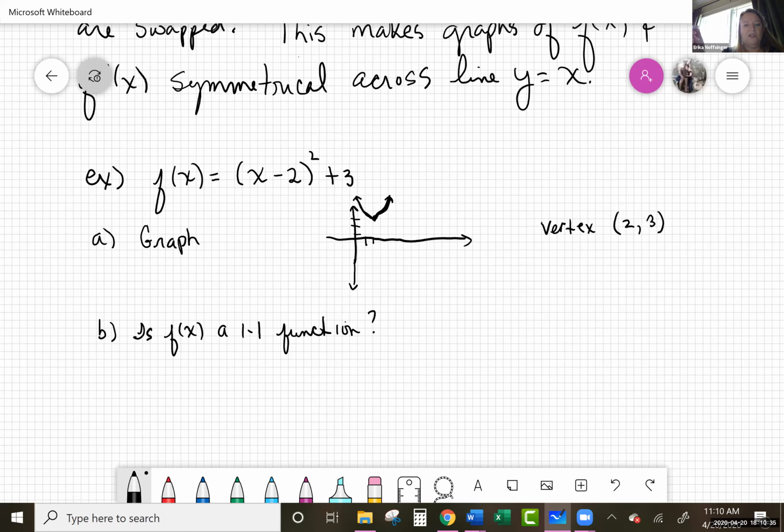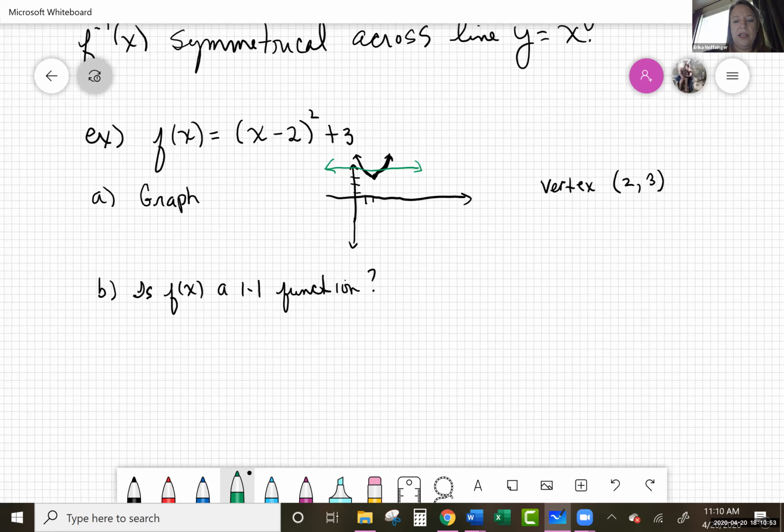And so if you look at this graph, just by the horizontal line test, right? If you draw a horizontal line through this, there's just one, we can just show one case, but there's an infinite number of cases where you could draw a horizontal line and it intersects more than once. And so the answer is no.